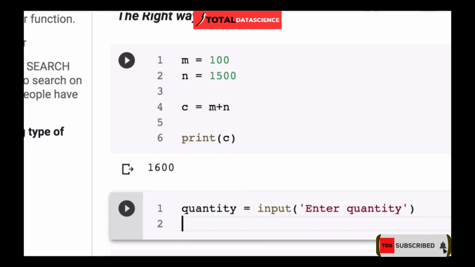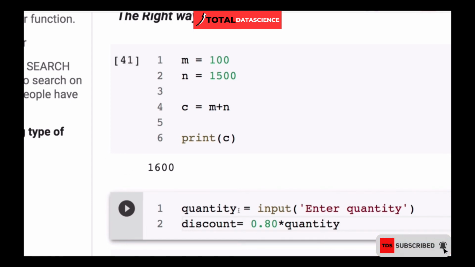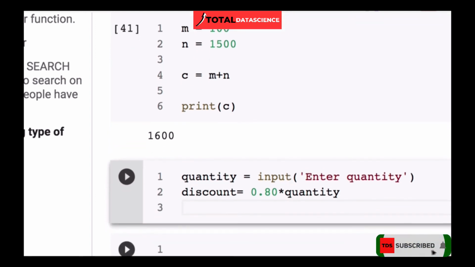Then what I'm going to do over here is create a discount. I'm going to give them a discount of, say, 80%, so I can write it as 0.80. Then I multiply this by the quantity that they are going to provide, which is this quantity I'm bringing over here. So whatever they enter, I'm going to multiply it by 80%. I'm going to give them a discount of 80%.